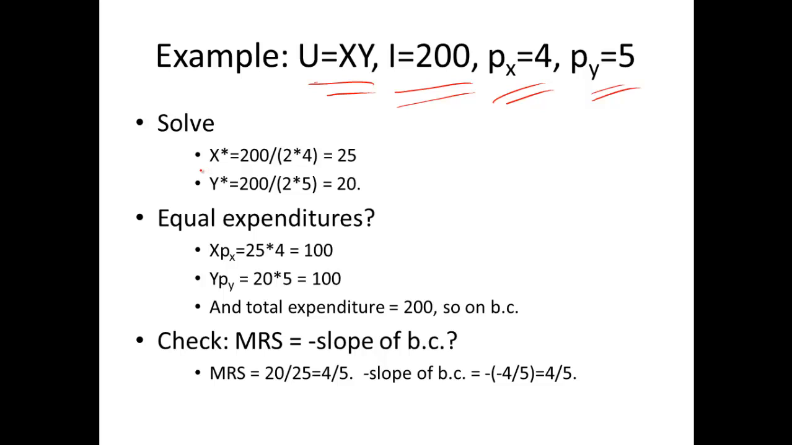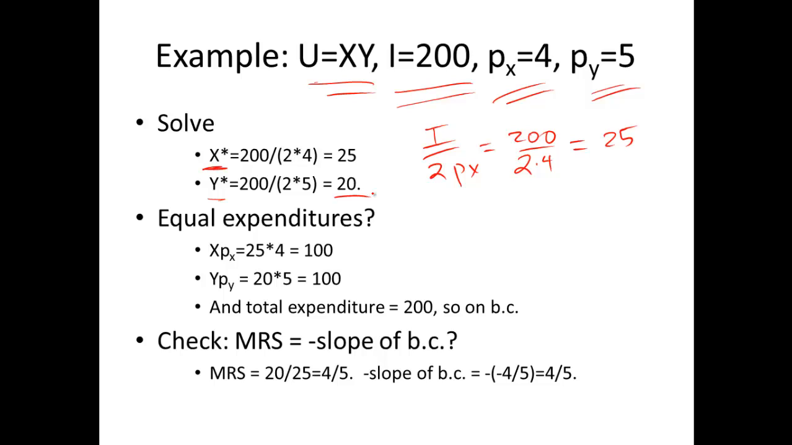Well, what is the optimal amount of x chosen? It's I over 2 times px. So in this case, that equals 200 over 2 times 4, and so that equals 200 over 8, or 25. Similarly, y star equals 200 over 2 times the price of y, which is 5, and that's 20. Now let's see, is this a correct answer?